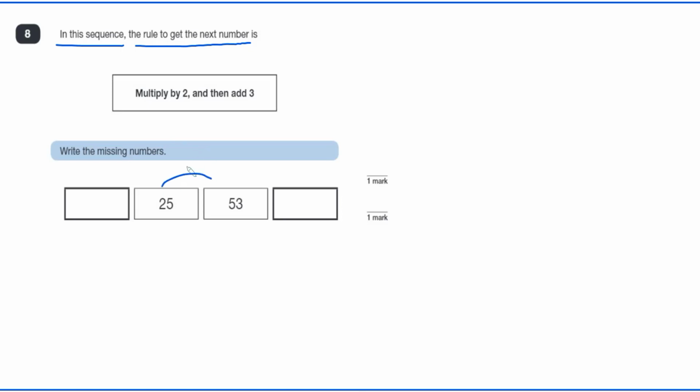So multiply by 2 is 50, add 3 is 53, and multiply by 2, 53 times 2 is 106, and add 3 is 109, and 109 is the correct answer.